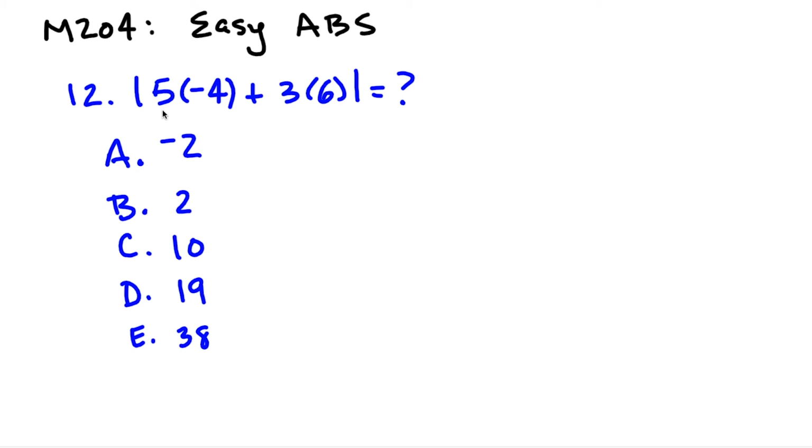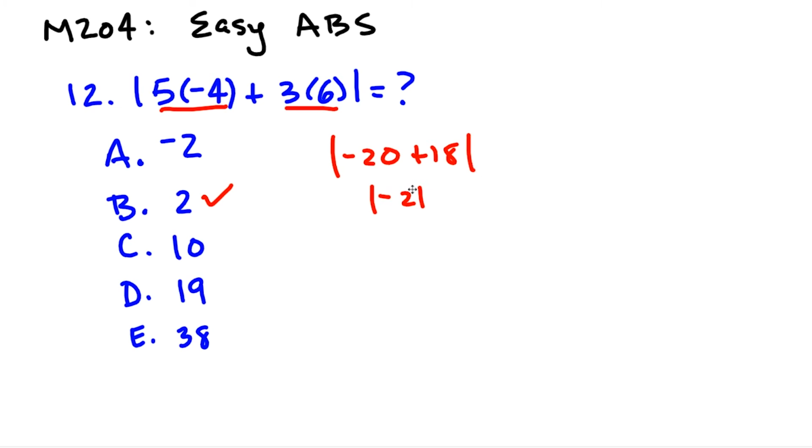This is an actual question off of an ACT. The absolute value of 5 times negative 4 plus 3 times 6. We have to do what's inside the absolute value first. So we get negative 20 plus 18, which is equal to negative 2. The absolute value of negative 2 is positive 2. The answer is B. What do students do incorrectly? They take the positive value of negative 20 and add it to 18 and say E, 38. That's a sucker bet.